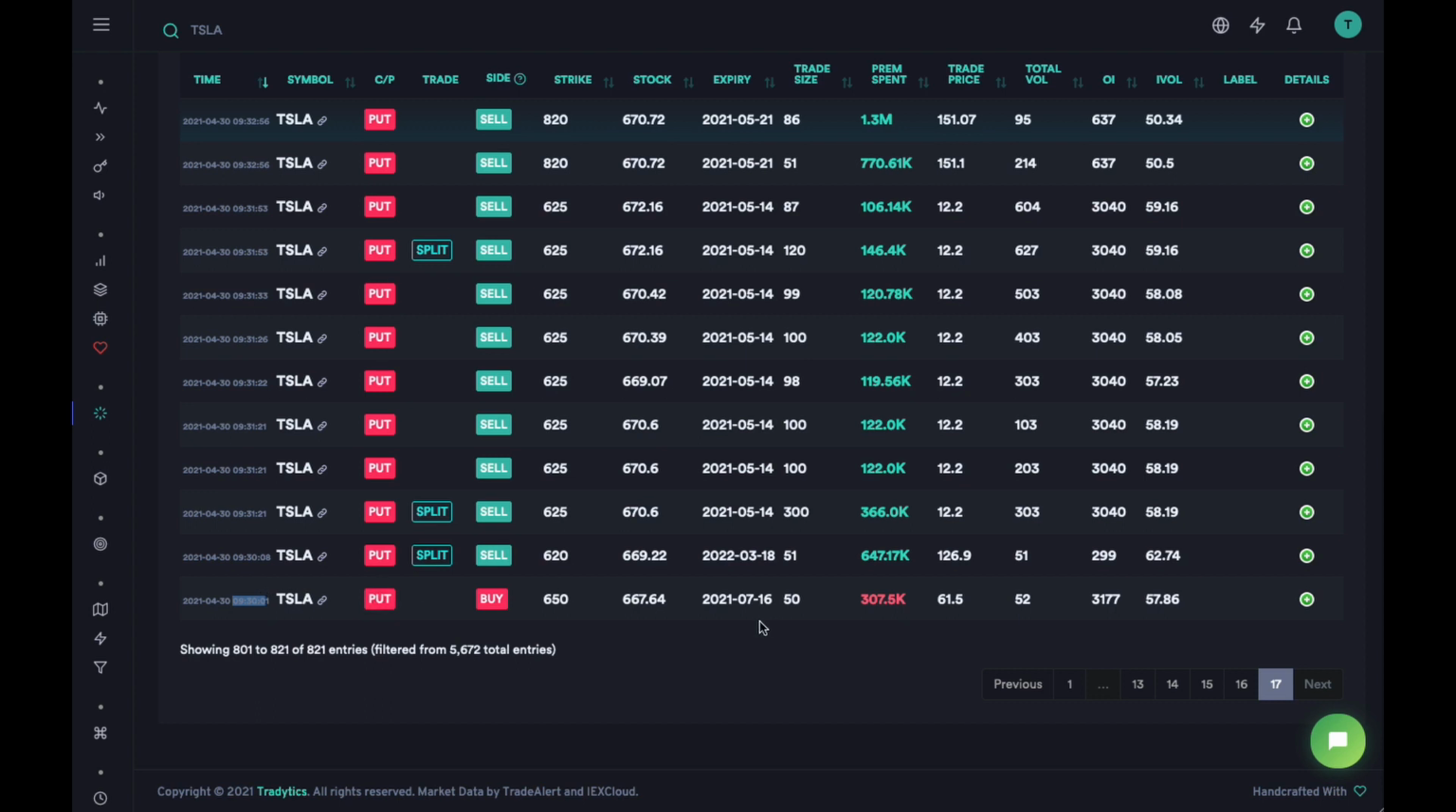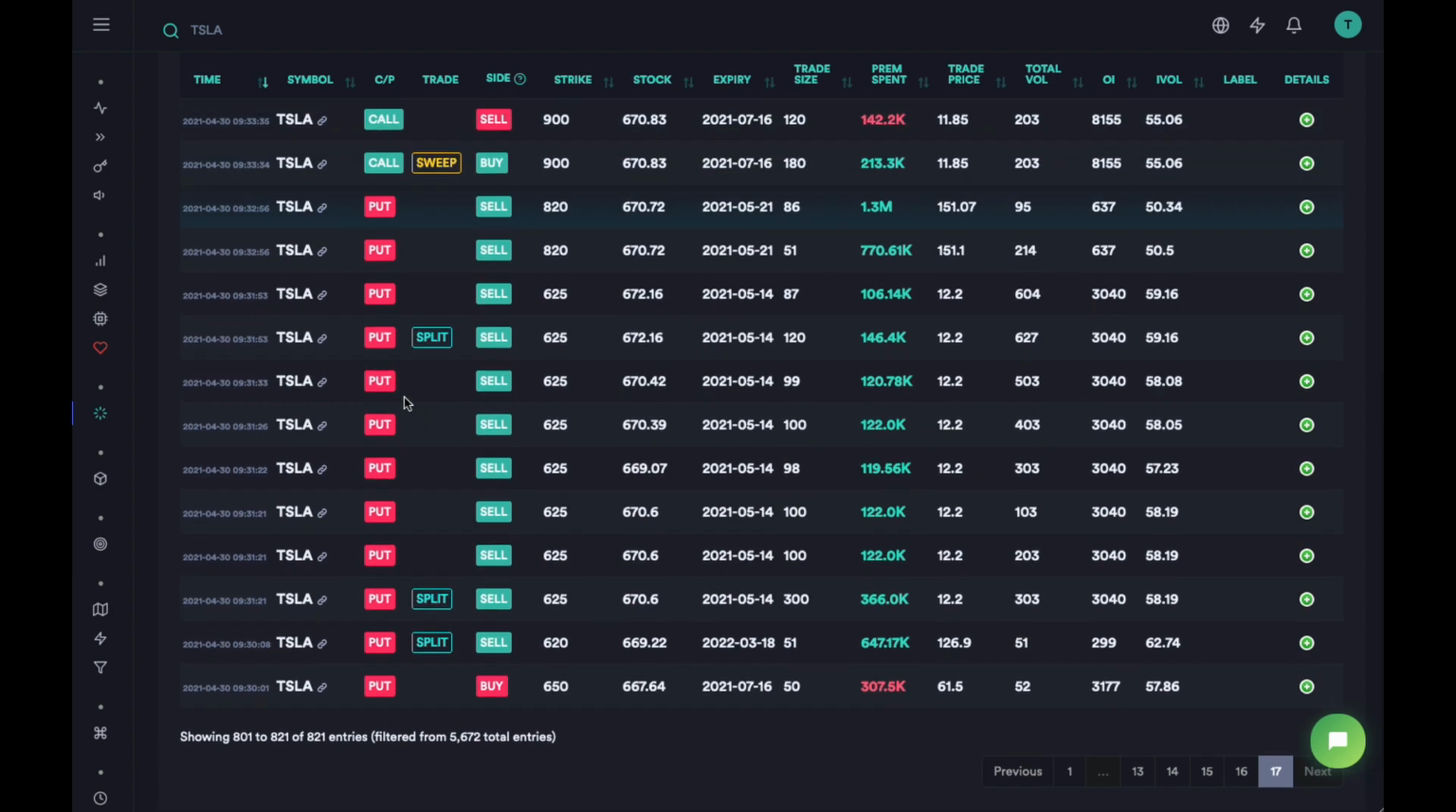As soon as the first order comes in, we post it right here. First we had a put buy, which is a bearish signal, so not really good. Someone spent 300k for a 650 strike, which means someone is expecting the price, let's say, to go from 667 to 650.